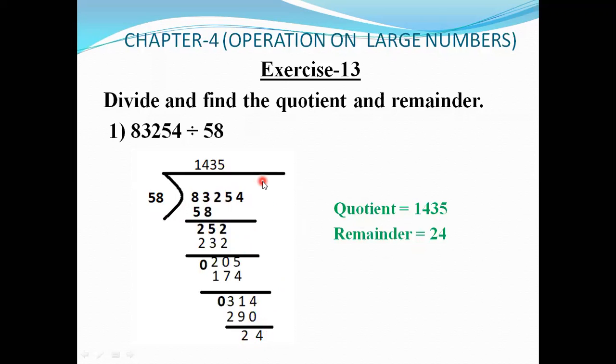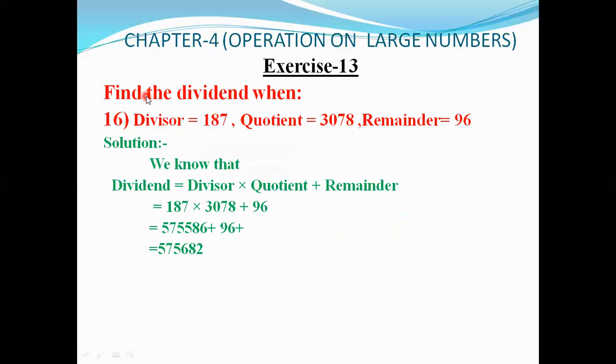In this way we can solve questions 1 to 10 of exercise 13. Now here is question number 16. Find the dividend. The divisor is 187, the quotient is 3078, and the remainder is 96.